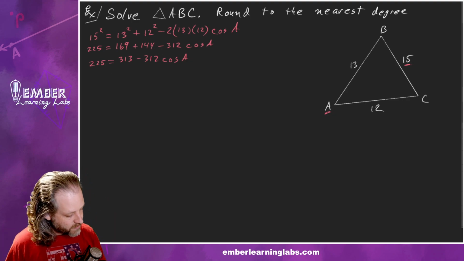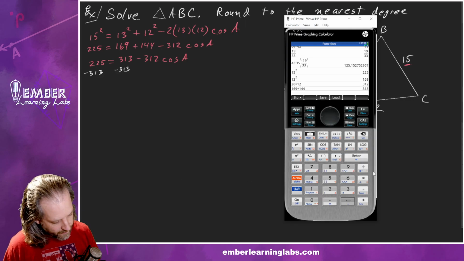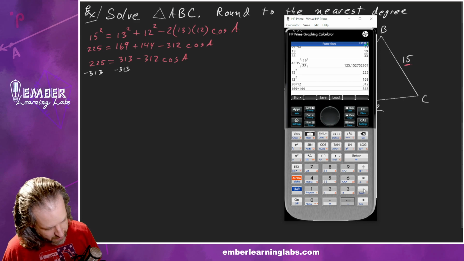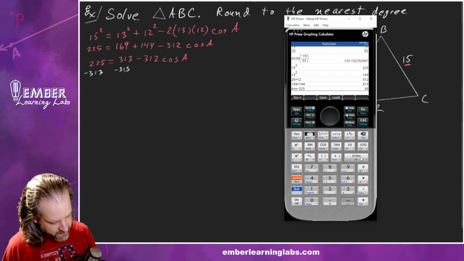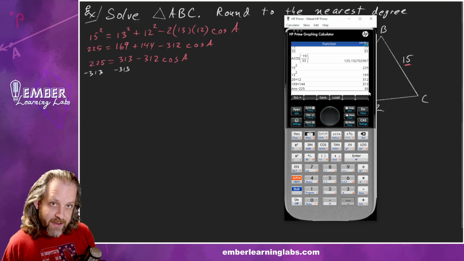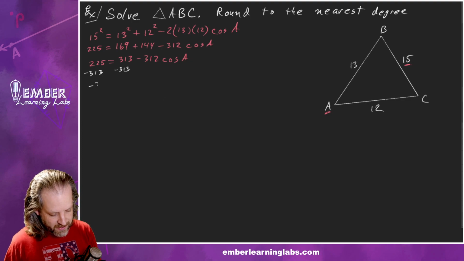So we're going to subtract 313 on both sides, minus 313, minus 313. That minus is going to give me the opposite sign. Doing it this direction, 225 equals, it's actually negative 88, right? Because that 313 is bigger. So negative 88 equals negative 312 times the cosine of A.